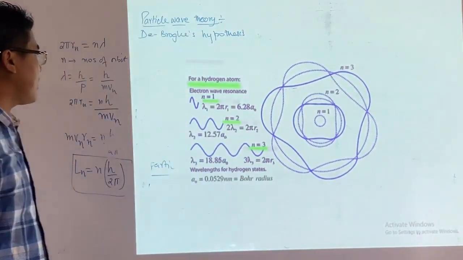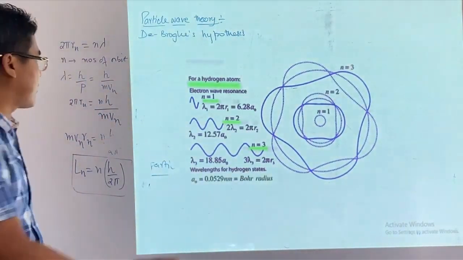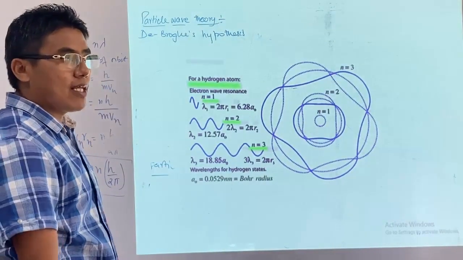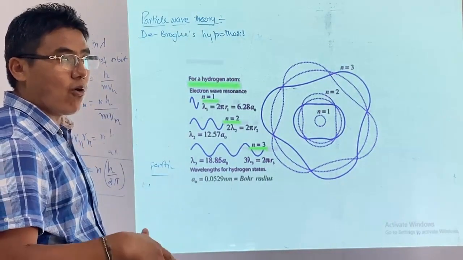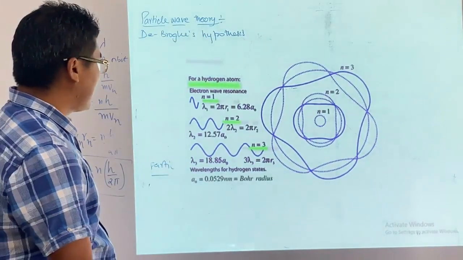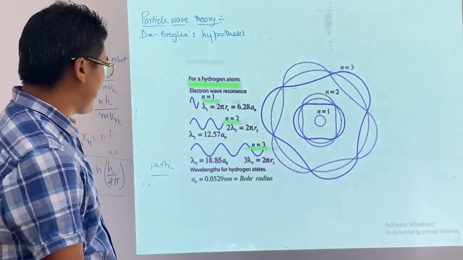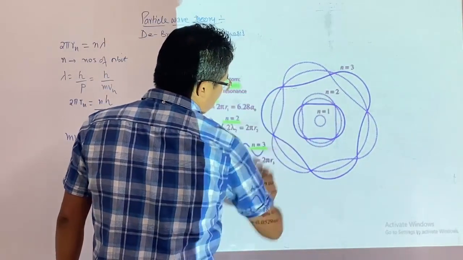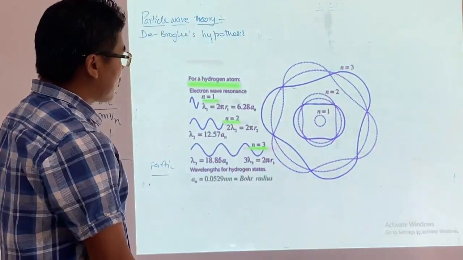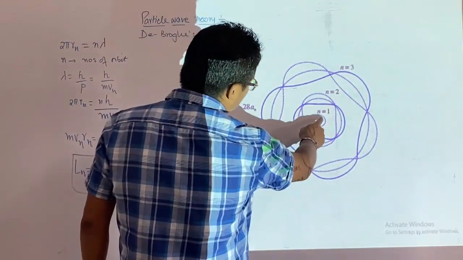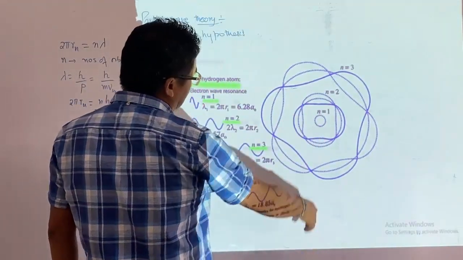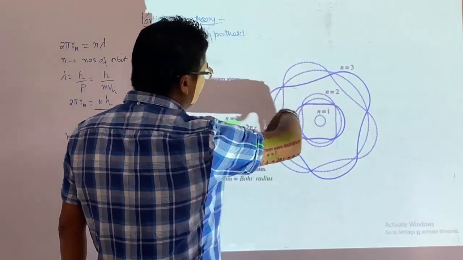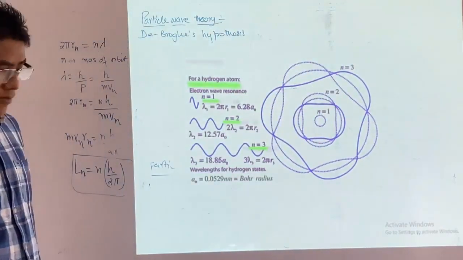So hydrogen atom, electron wave resonance. So that's electron wave resonance. All the orbits are what we call wave resonance, right? Only at resonance they exist, right? As we have done in our string waves. This is the first, n is equal to 1. This is when n is equal to 1, and this is n is equal to 2. This is n is equal to 3. It goes on like that. Okay.